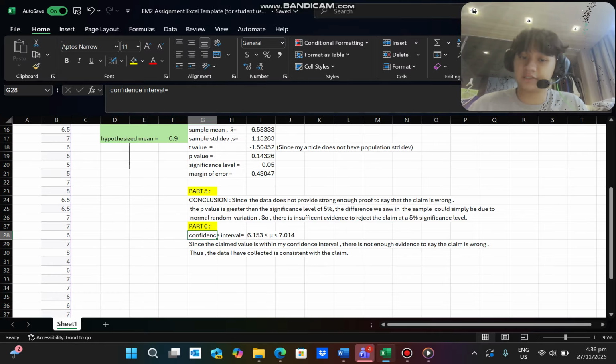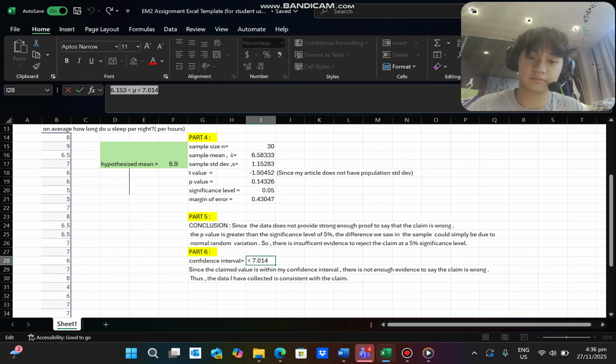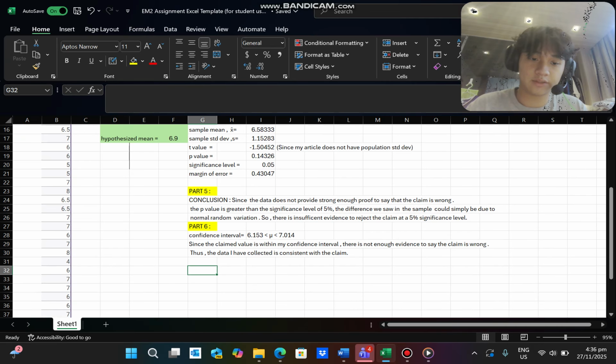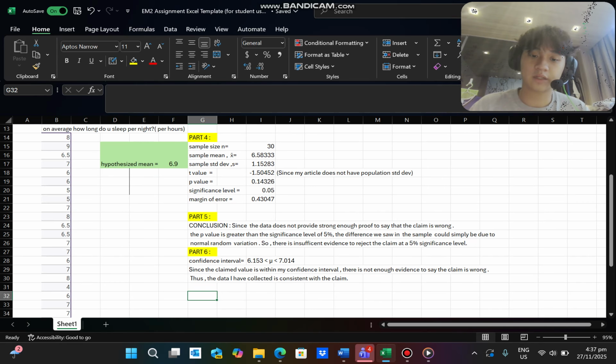For my confidence interval, I basically took my margin of error and added and subtracted it from my sample mean with the given values here. Since the claim value is within my confidence interval, where my claim value is 6.5 hours of sleep per night, there is not enough evidence to say that the claim is wrong. Thus, the data I've collected is consistent with the claim.